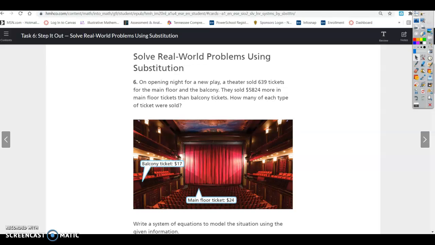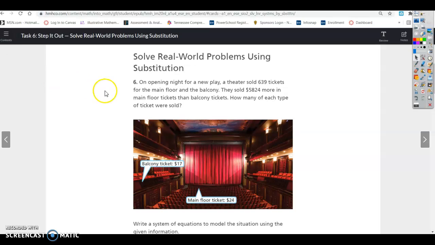Lesson 9.2, Task 6. Solve real-world problems using substitution. On opening night for a new play, a theater sold 639 tickets for the main floor and the balcony. In total, they sold $5,824 more of main floor tickets than balcony tickets. How many of each type of ticket were sold?